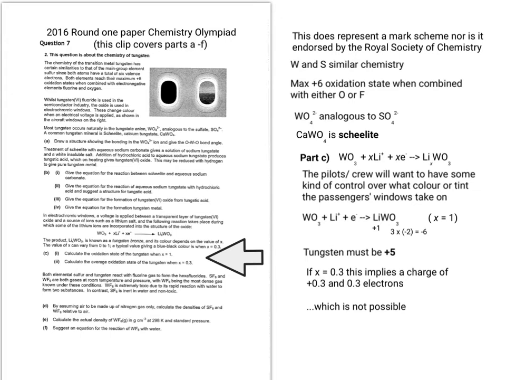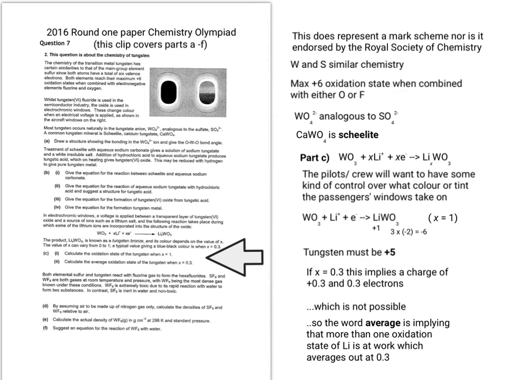But if you have X equals 0.3, this implies a charge of something that's not possible. You don't get a partial positive charge in the sense of a decimal. So +0.3 is not possible. It has to be a whole number charge, because you have to have whole numbers of electrons. You can't have 0.3 of an electron.